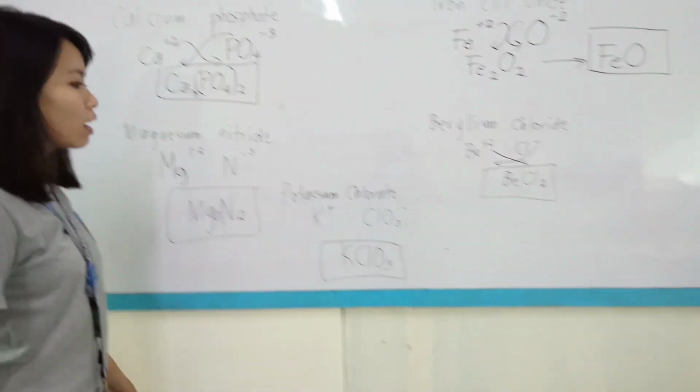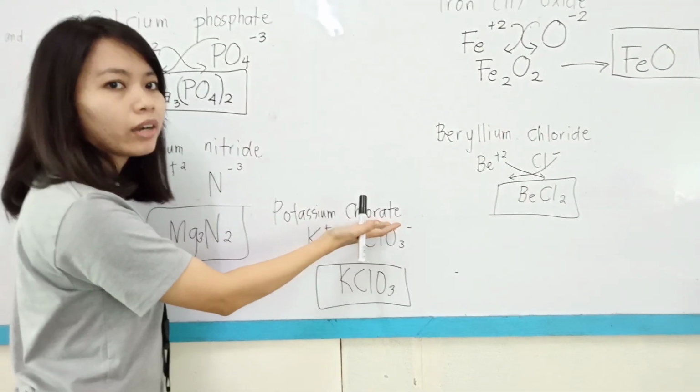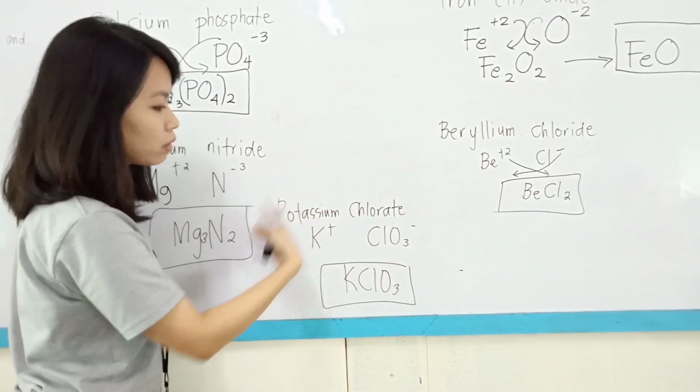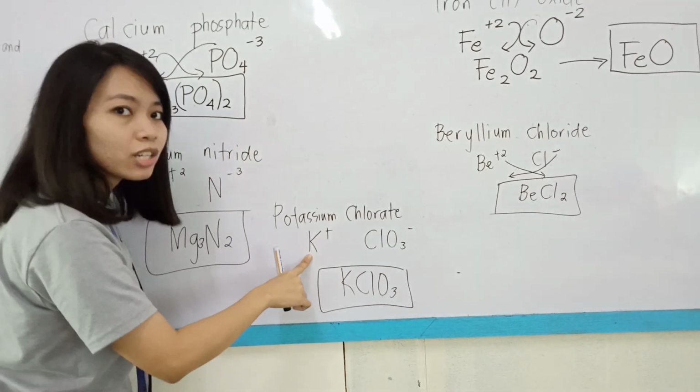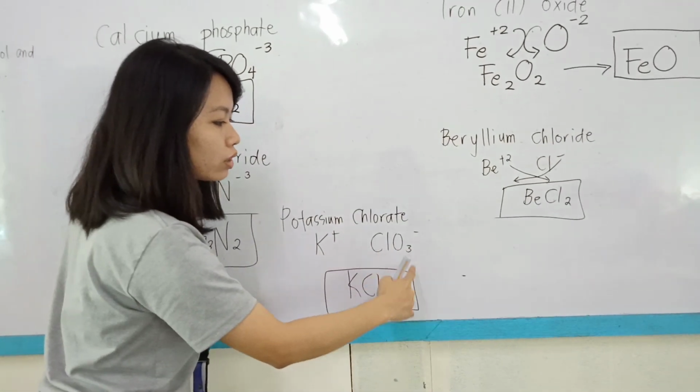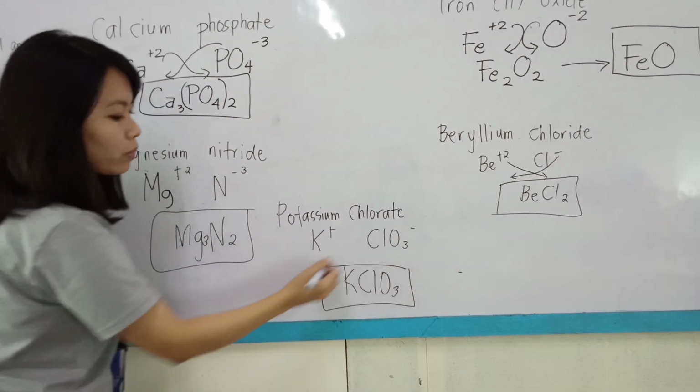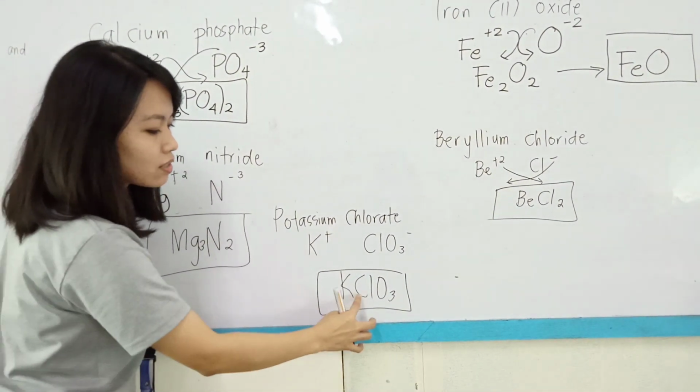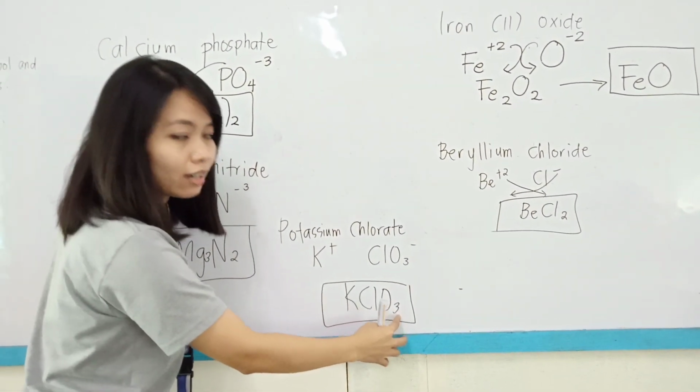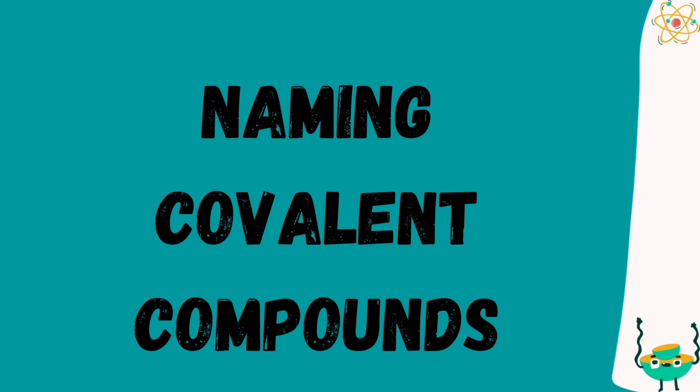Last, we have potassium chloride. The ions involved in this compound are potassium plus and then ClO3 minus. The final answer is KClO3.